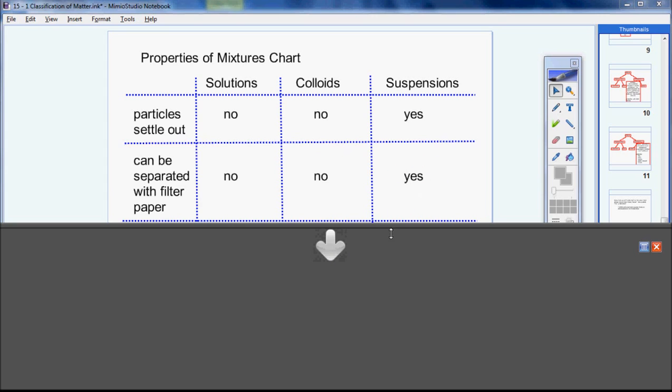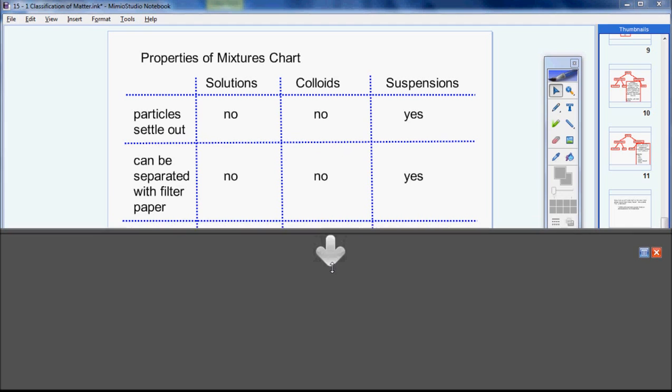However, a suspension, if you have a suspension and you pour that through filter paper, then some of the particles will stay in and some will go out. The ones that are larger will stay in the filter and everything else will pass through. So yes, you can do some separation if you have a suspension.